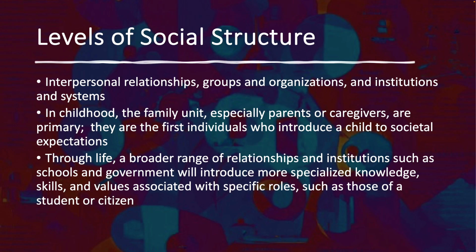Social structure has many different levels. You can think about it at an interpersonal level. You can think about it in terms of various kinds of groups and organizations. You can also think about it in terms of large-scale institutions and systems. So for a primary level, we can think about childhood and the family unit, the relation between children, parents, and caregivers, the first individuals who really introduce a child to societal expectations.